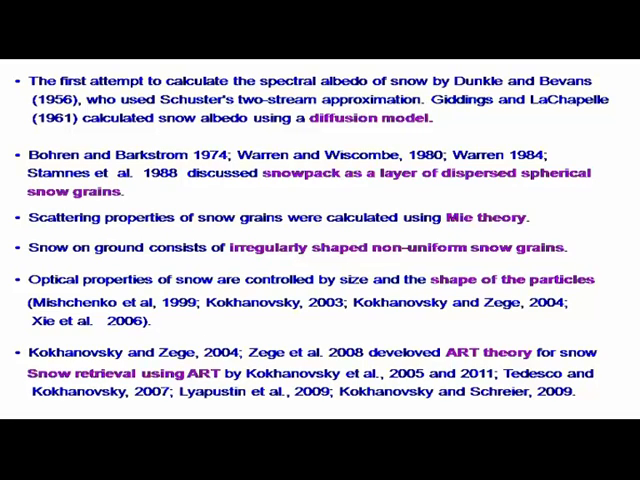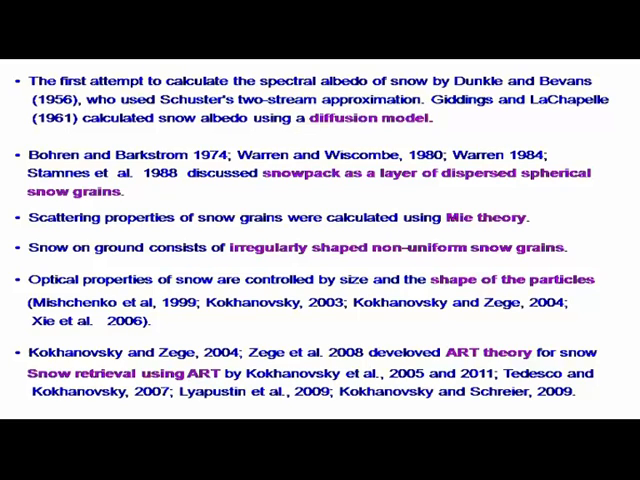But in the case of snow on the ground, these are not uniform, not spherical. These are irregularly shaped, non-uniform snow grains, and the optical properties of snow are controlled by the size and the shape of the particles. So size, you have seen, as the grain size was increasing, the reflectance was decreasing in NIR. So that also depends on the shape of the particles.